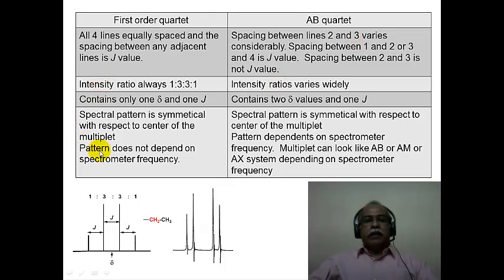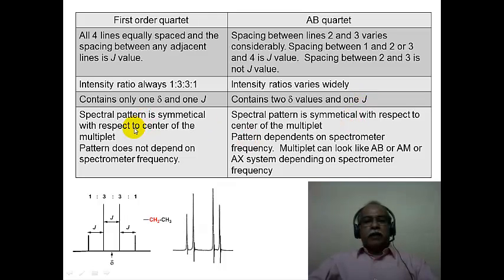Now, the intensity ratios of a first order quartet will always be 1:3:3:1, whereas the intensity ratio of an AB quartet will vary very widely depending upon the delta divided by J ratio. In the case of a first order quartet, it contains only one delta value and one J value, whereas an AB quartet actually contains 2 delta values and one J value, which corresponds to JAB.